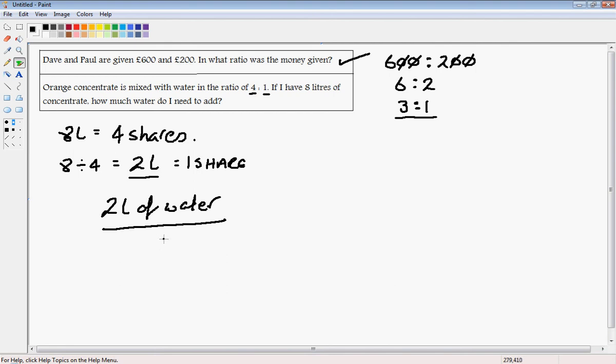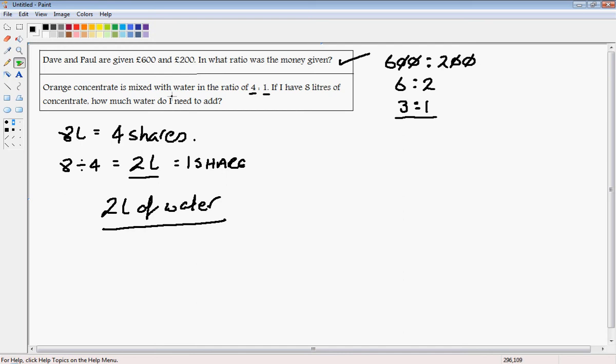Okay, so it really is, again, very, very simple. It's just the way that you approach the question, not to panic. So again, going back over this, the ratio is 4 to 1. If we have 8 litres, that represents the 4 shares. So we want to know what 1 share is, so we divide the number of litres by the number of shares. This would tell us what 1 share is, and then we have our answer.